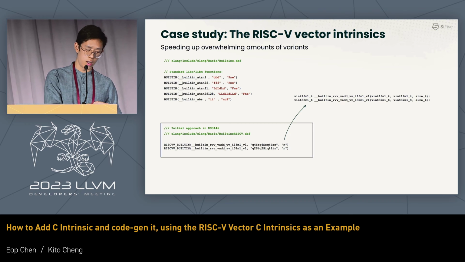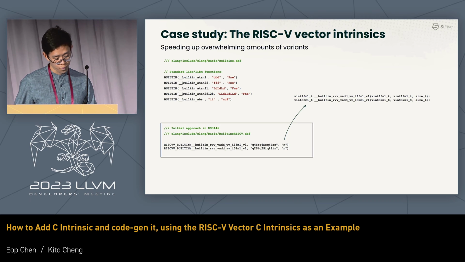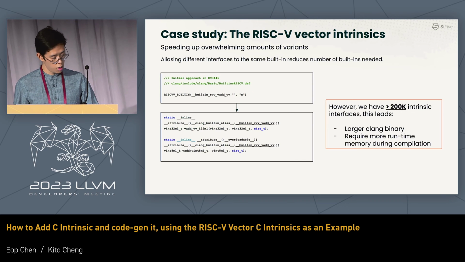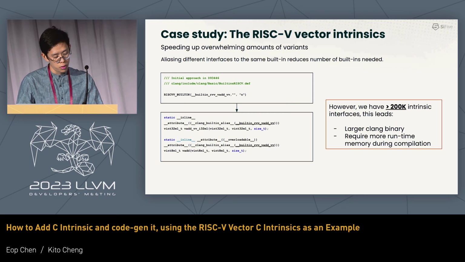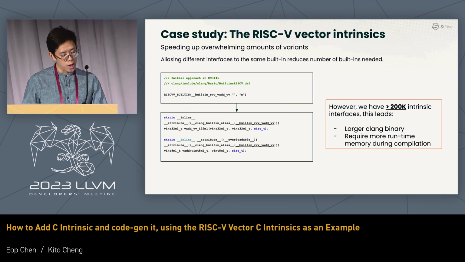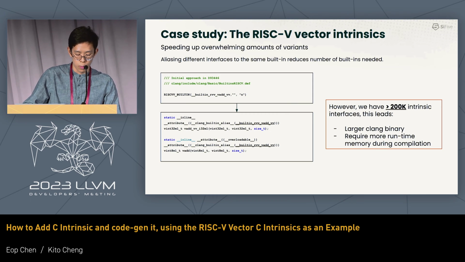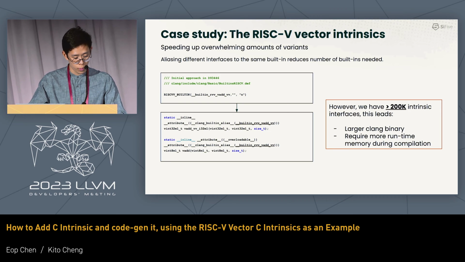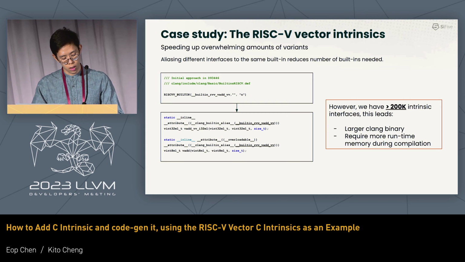Here was the initial approach that I mentioned. A single intrinsic interface maps to its built-in function. Then, to reduce the number of built-ins, we have the interfaces alias to the same built-in function in the compiler. However, we still get too many interfaces. And this leads to a larger Clang binary and requires more runtime memory during compilation.